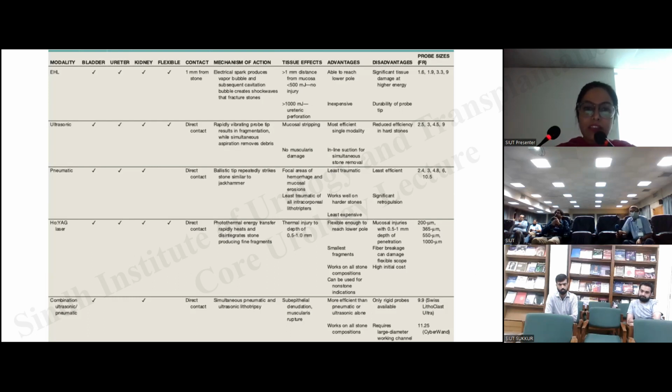Advantages are that it is least traumatic, works well on harder stones, and is least expensive. The disadvantage is that it is least efficient and there is significant retropulsion. Probe sizes vary from 2.4, 3, 4.8, 6, and 10.5.